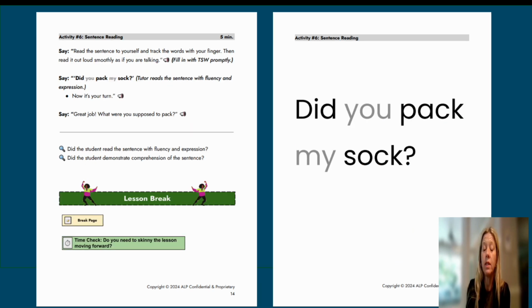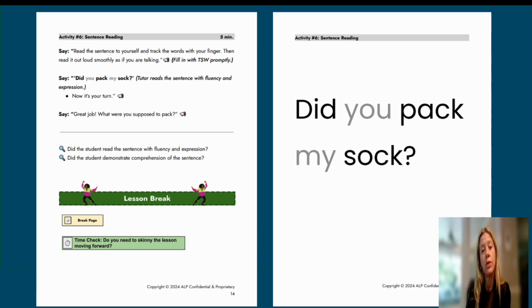So in the standard lesson, a sentence is included to work on that same concept. Support for the tutor is included to help with the child's fluency as they develop and read those sentences. Then there's lesson breaks included. So in the tutor training of the standard lesson, you will have all kinds of ideas of lesson breaks, quick movement activities that you can do with your kid to get them re-engaged with the activity.